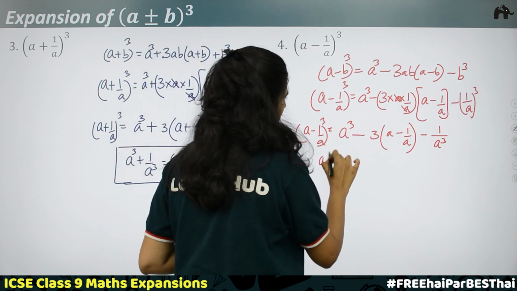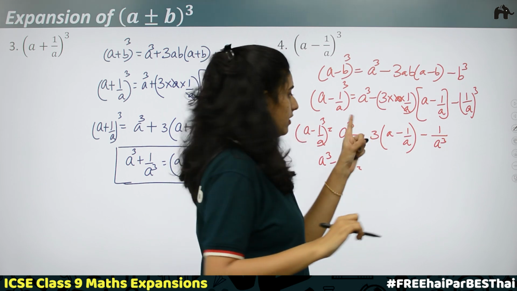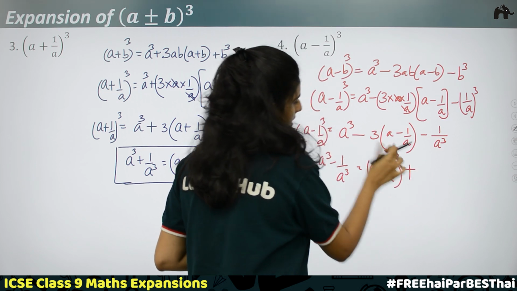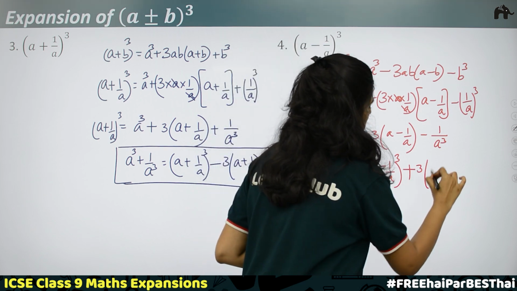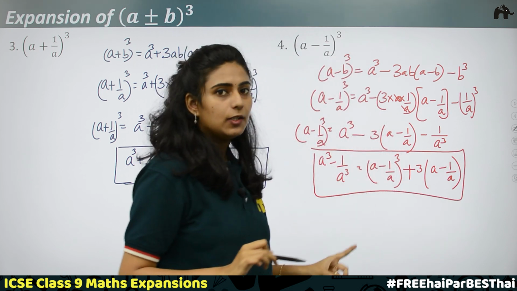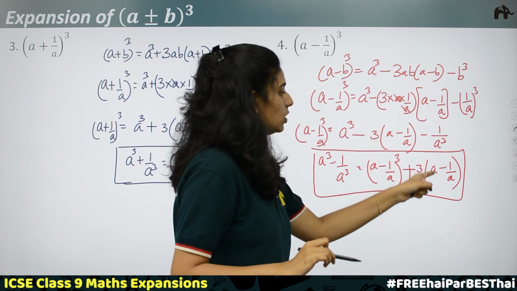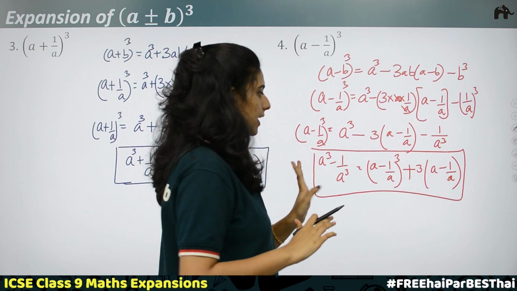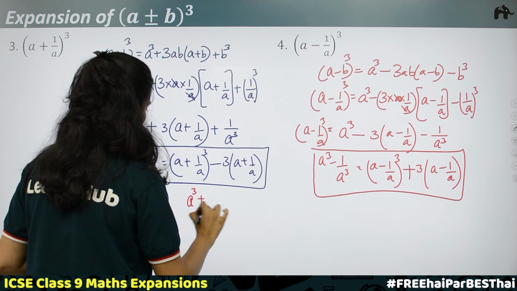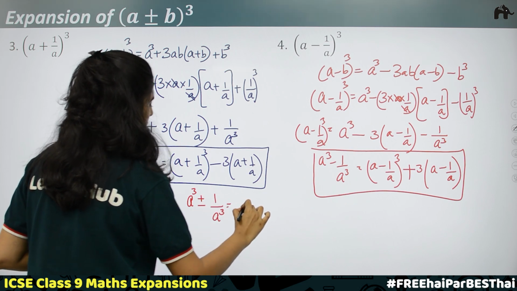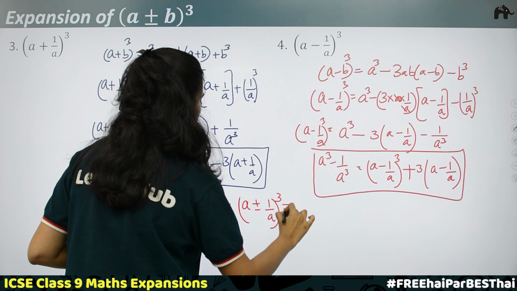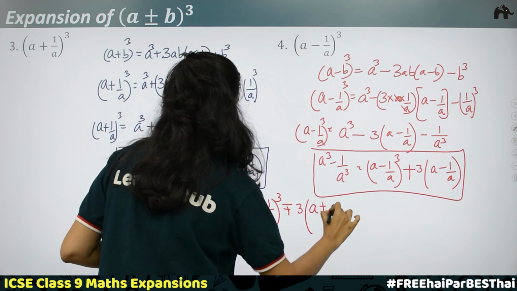Then what is a cube minus 1 by a cube? Here we have a cube minus 1 by a cube. It will be equal to (a minus 1 by a) whole cube plus. Here we have negative sign, therefore plus 3 into (a minus 1 by a). a cube minus 1 by a cube is equal to (a minus 1 by a) whole cube plus 3 into (a minus 1 by a). Clear? So, when you compare this, you can write a cube plus or minus 1 by a cube is equal to (a plus or minus 1 by a) whole cube minus or plus 3 into (a plus or minus 1 by a).